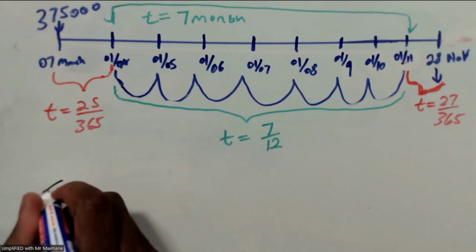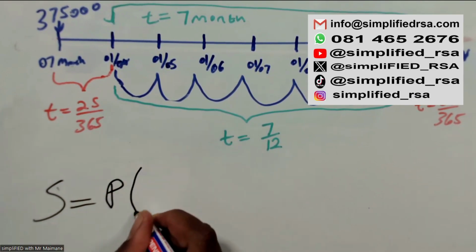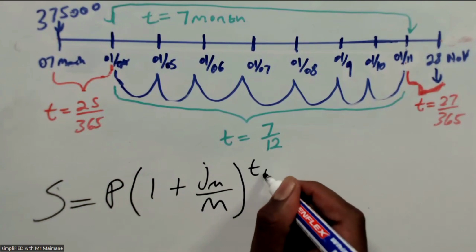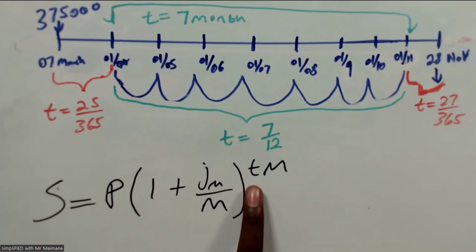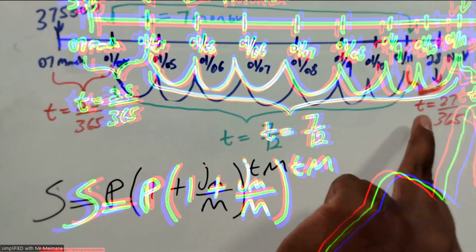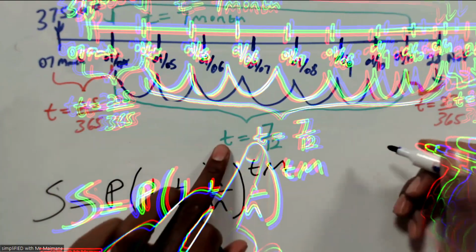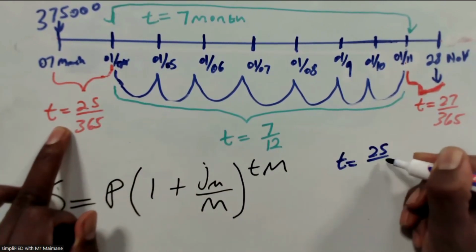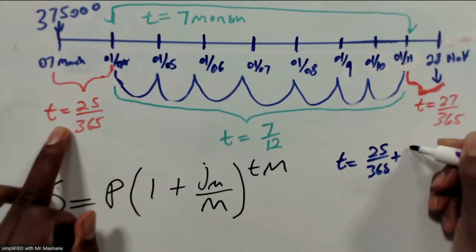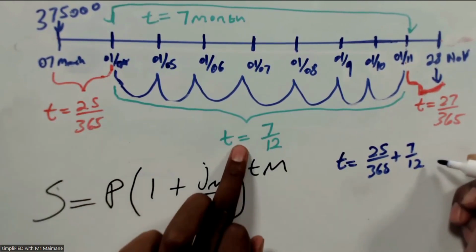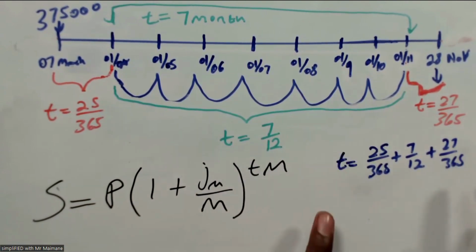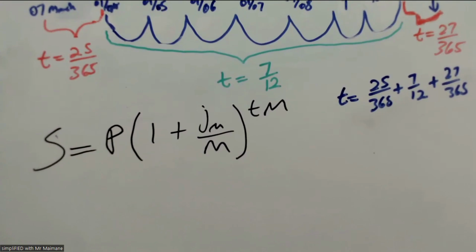So for fractional compounding, I will use S is equal to P(1 + j_m/m)^(mt), right? But then for t, I will use the total t as it is. The total t is going to be 25/365 + 7/12 + 27/365. This is my total t. So using fractional compounding, this is how I'm going to break it down.